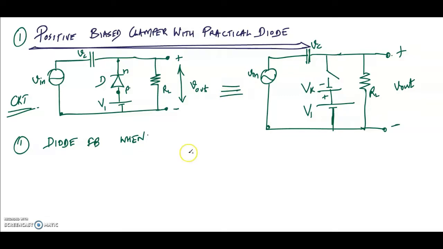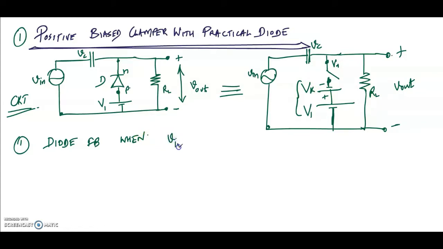Now, when is the diode forward biased? The diode is forward biased when the voltage at this point is less than the voltage at this point. What is the voltage at the lower point? The voltage at the lower point is V1 minus Vk. As you can see, it is V1 minus Vk. So the voltage Vn here should be less than V1 minus Vk.